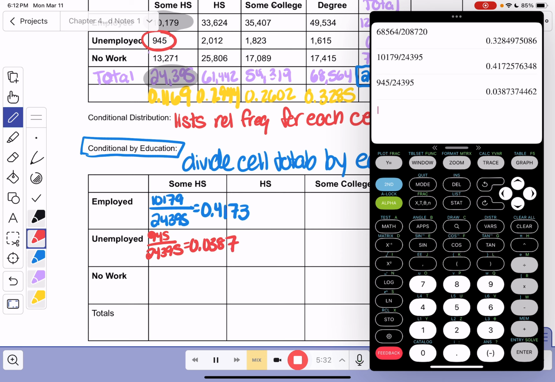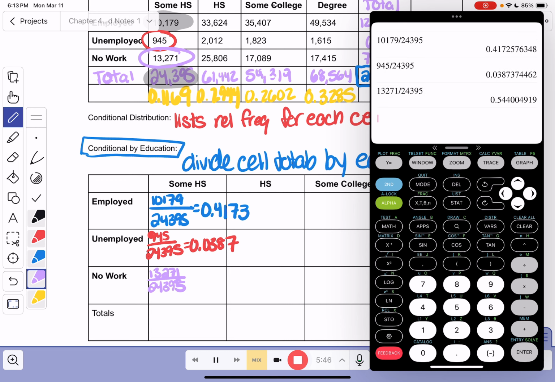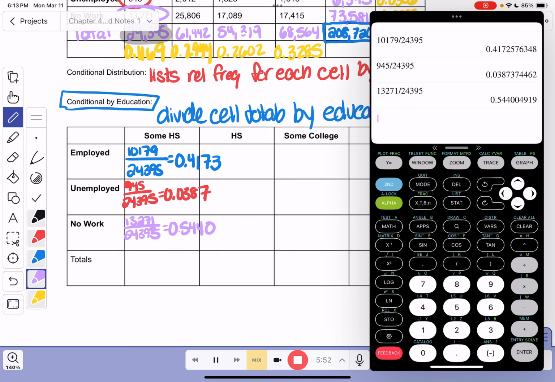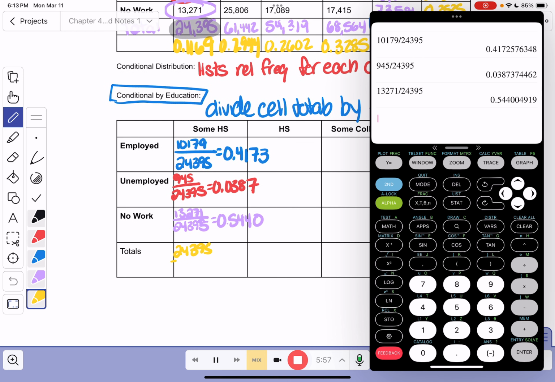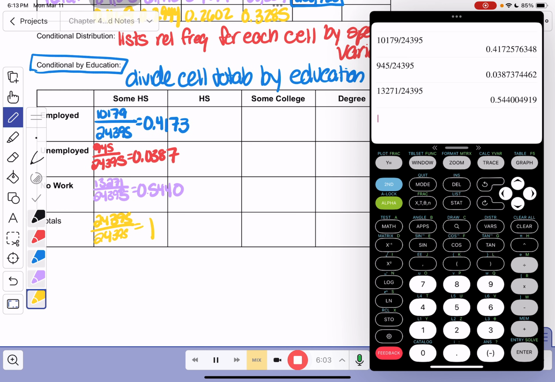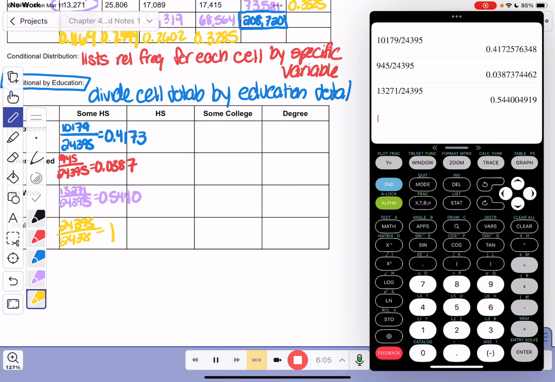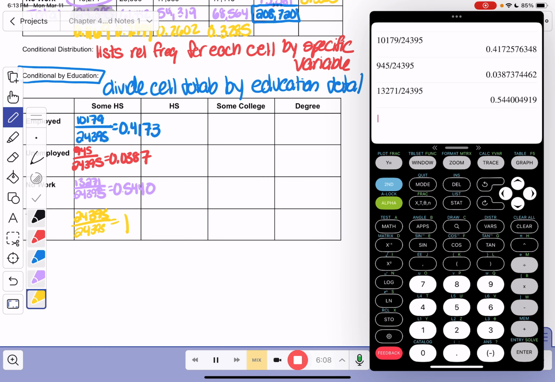And we would get 0.387. And then the no work would be 13,271 divided by 24,395. And we would get 0.5440. If we did the total, we would just end up doing 24,395 divided by 24,395, and we'd get 1, because 100% would go there. So that's how you fill this out. Pause the video, see if you can fill out the rest of this on your own, and then come back and check.